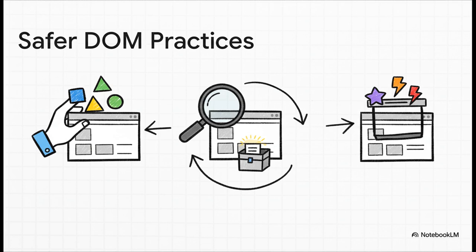So, what's the game plan? It's all about building good habits. Instead of reaching for innerHTML, build your elements safely with createElement and appendChild. If you're going to use an element a bunch of times, find it once and save it to a variable so you're not constantly searching the whole page. And if you have to make a ton of changes, group them together with a document fragment so you only update the live page one time.